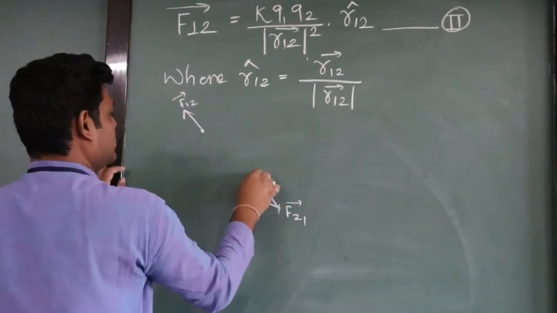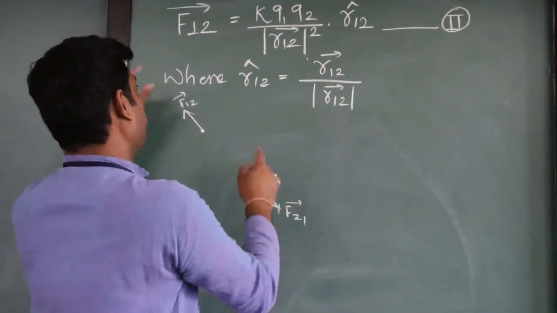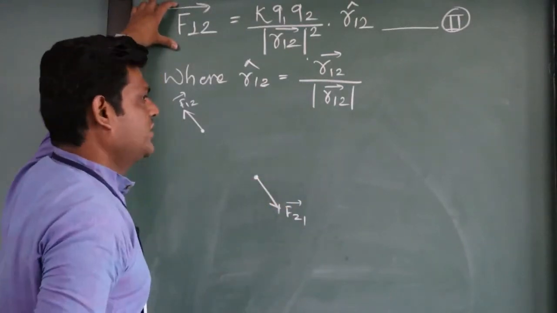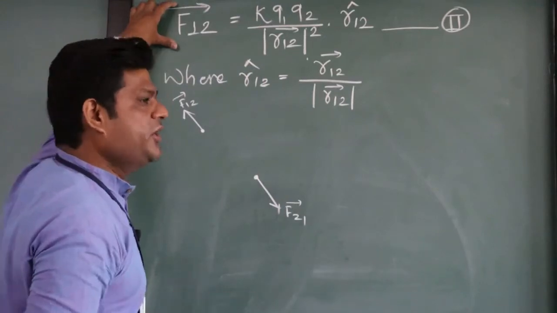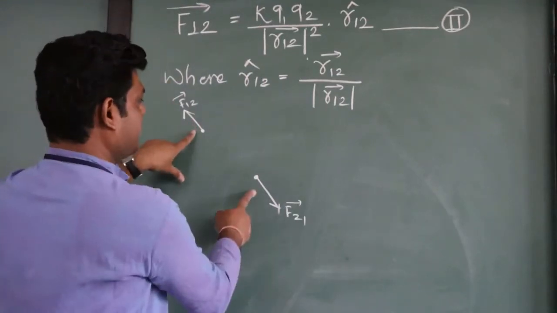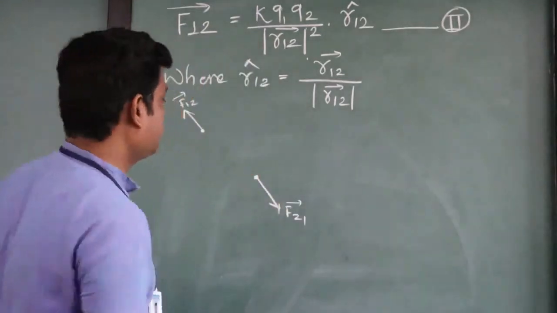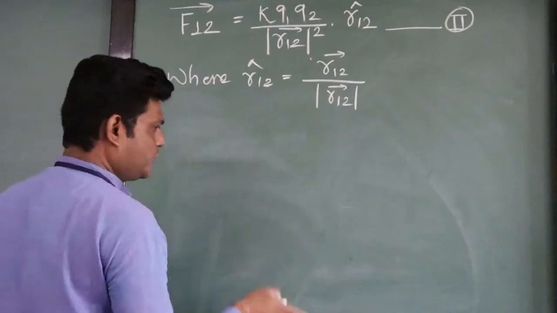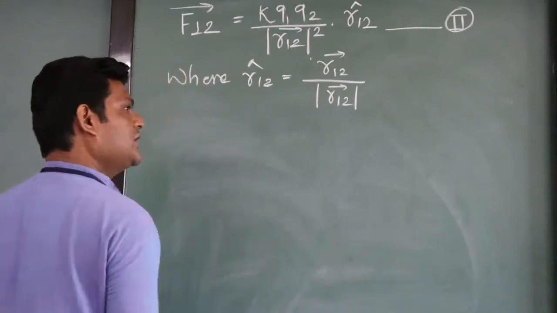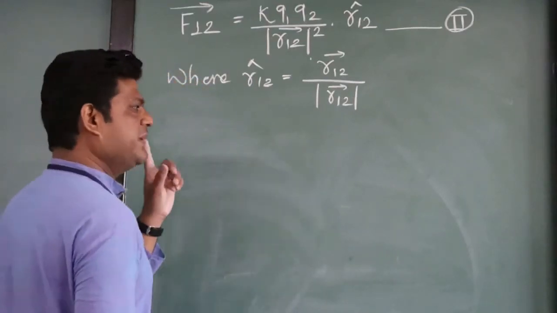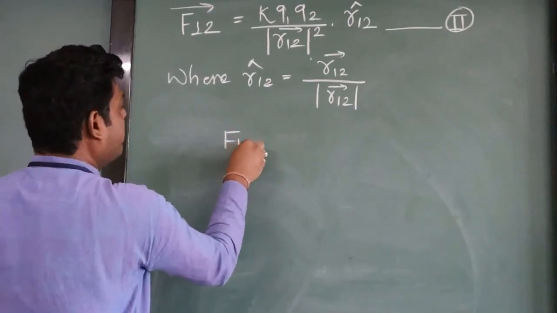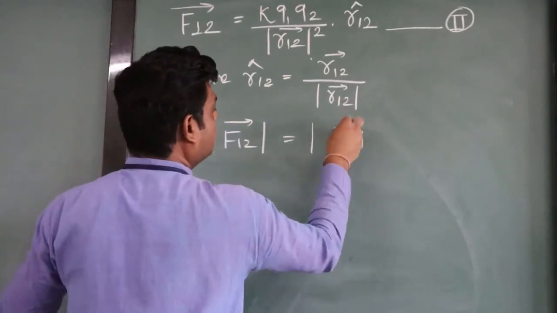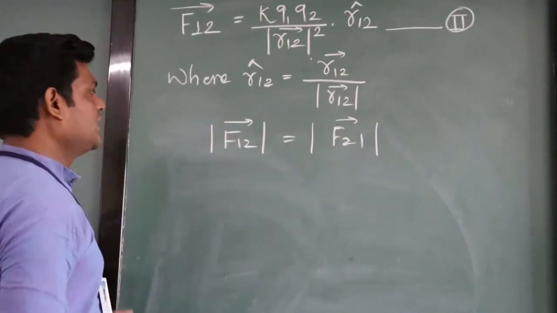These two forces are equal in magnitude, from equations 1 and 2. So we can say that both forces are equal in magnitude and opposite in direction. That's why we write the equation like this. Q1 exerts force on Q2, and Q2 exerts force on Q1, so the magnitude of force will be the same. The magnitude of the F12 vector equals the magnitude of the F21 vector.